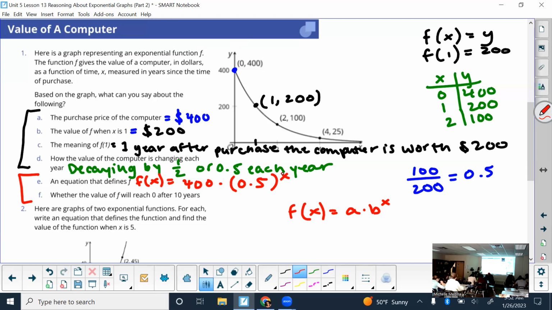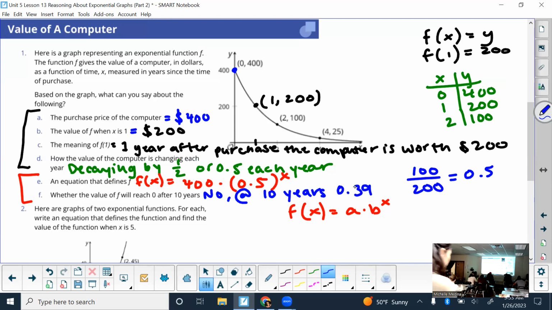Good. All right. So now that you have the equation, everyone should be able to calculate this next part. So whether the value of f will be 0 after 10 years. Yes or no? Class. I'll ask the other class. No. Okay, why no? No, at 10 years, it gives you a value that's pretty close to 0, but it's point what? So that's still, and if we're talking about dollars, that's still about 39 cents, right?